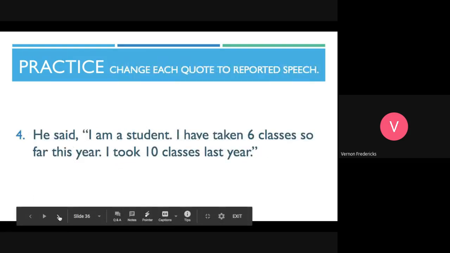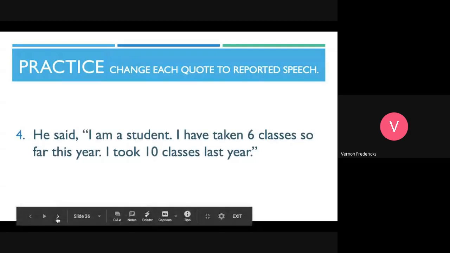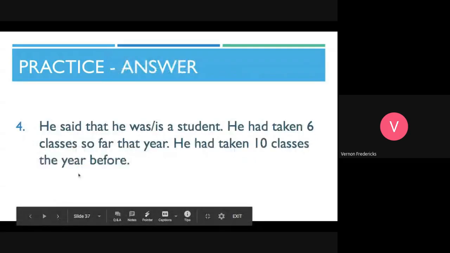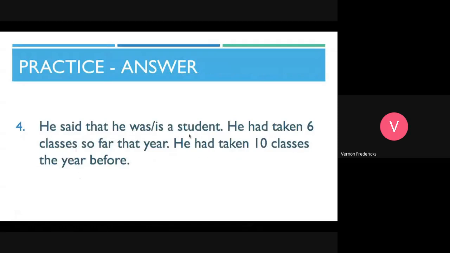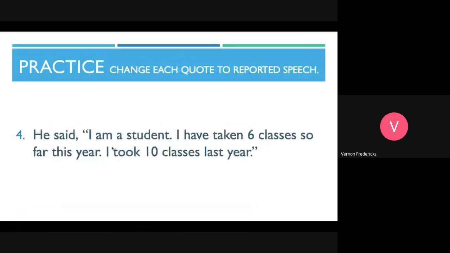Okay, number 4: he said, "I am a student. I have taken 6 classes for this year. I took 10 classes last year." He said that he was a student, or is a student. Remember that this is a fact. I am a student, it's a fact, it's not a happening. I have taken 6 classes so far.